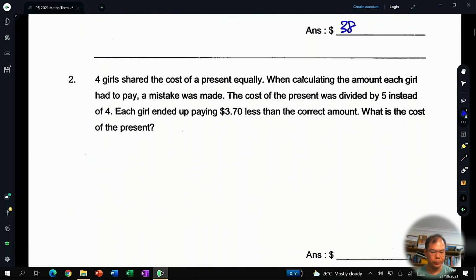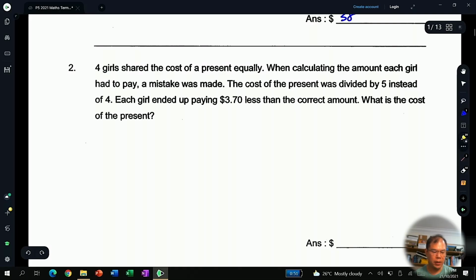Okay, question 2. 4 girls had to share the cost of a present equally. So there are 4 girls, right? When calculating the amount each girl had to pay, a mistake was made. The cost of the present was divided by 5 instead of 4. And each girl ended up paying $3.70 less than the correct amount. The question is asking what is the cost of the present.